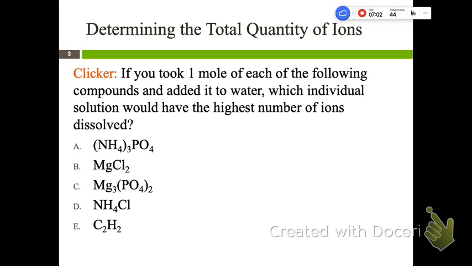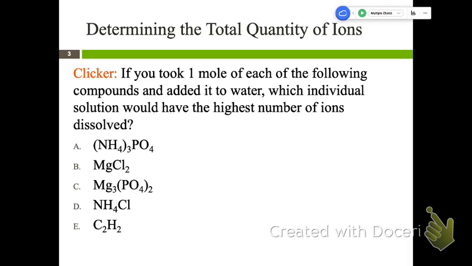Okay, it looks like we have a really clear answer. Majority of people picked C. All right, so let's talk through why that is. So how do we approach this? How do we get to the conclusion that C is the right answer? Can someone talk us through that, please?